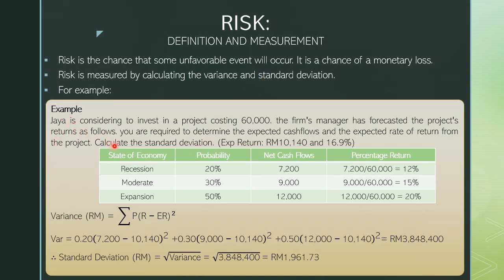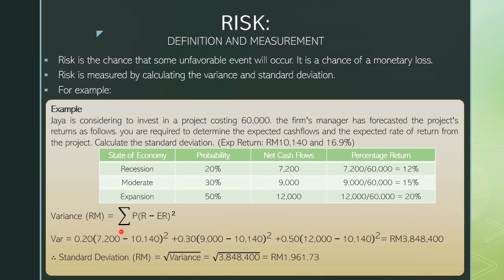So I'm continuing on from the previous questions where we have already calculated the expected return to be 10,140 ringgit or 16.9%. So we need to calculate first the variance. I can present my answer in the form of ringgit or in the form of percentage. I'm going to show you first how we do it in terms of ringgit.